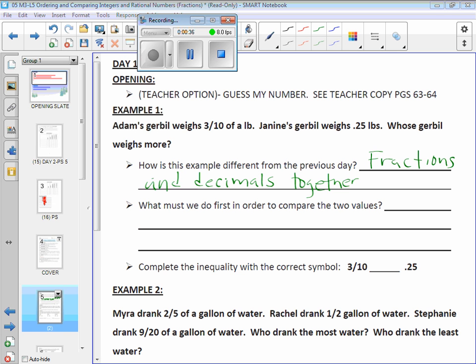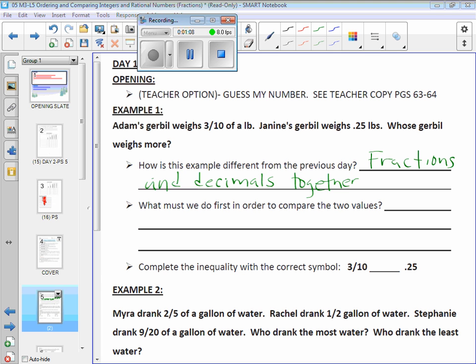So before we try to put this in any type of order, what do you need to do to at least one of these numbers? What should you do? Ryan, is that a hand up? I don't know. I'm confused now. You have 3/10 and you have 0.25. I would venture to guess that many of you have already figured out which is larger in your head. But my question to you is, well, how did you do it?